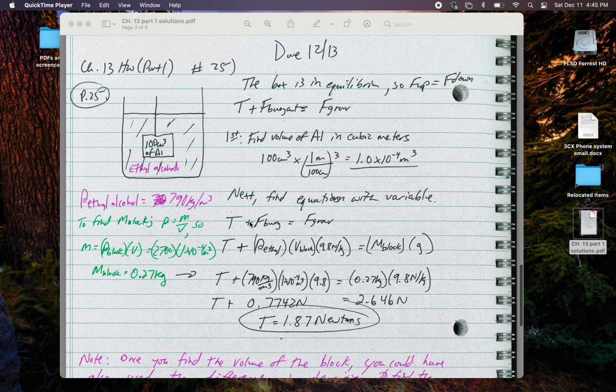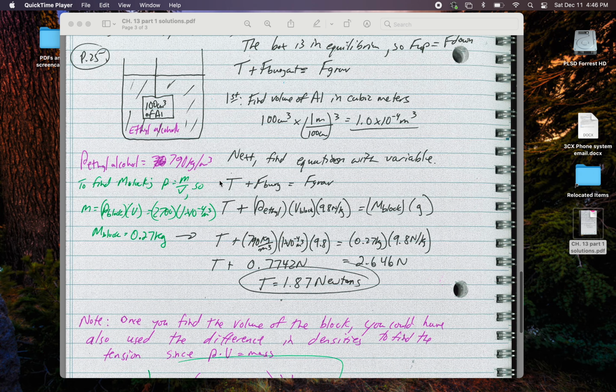Next I have to find an equation with the variables that I want. So I know that the force up equals the force down. Tension plus buoyant force is equal to gravitational force. To find the mass of the block, by the way, if I now have the volume of the block, I need to multiply the density of aluminum times the volume of the block. That tells me that the mass of the aluminum block is 0.27 kilograms. That's going to help me figure out the gravitational force.